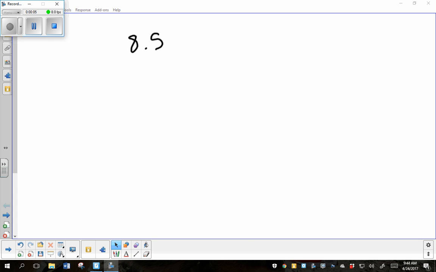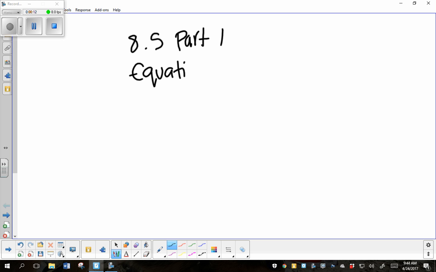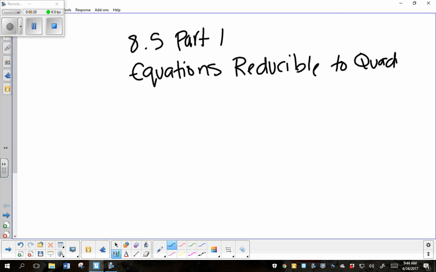All right, these are the notes for 8.5 part 1, and they are called equations reducible to quadratic. So what we're going to be looking at is we're going to need to solve some equations that are not quadratic equations, but they're set up in a way that we can think about them as quadratic equations and then solve it using quadratic formula or factoring or completing the square. Those are the 3 ways we have to solve a quadratic equation. So let me just show you an example of one first.